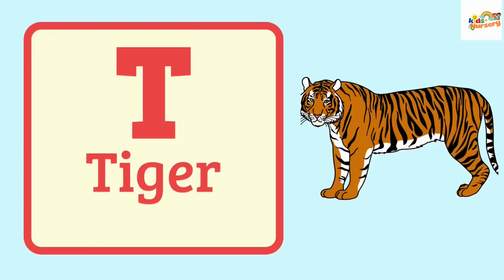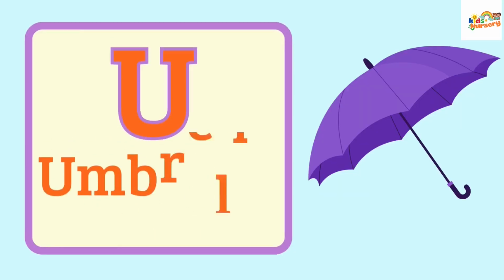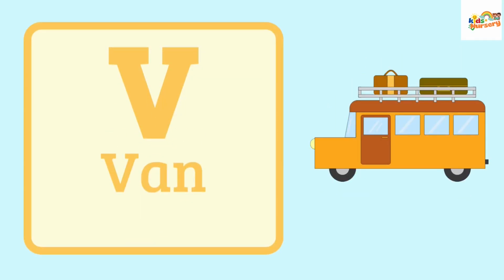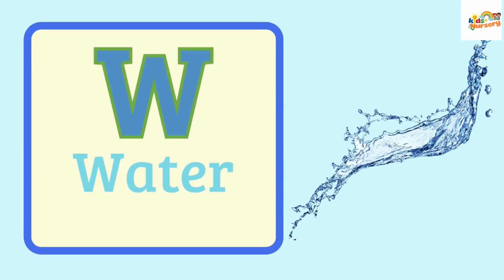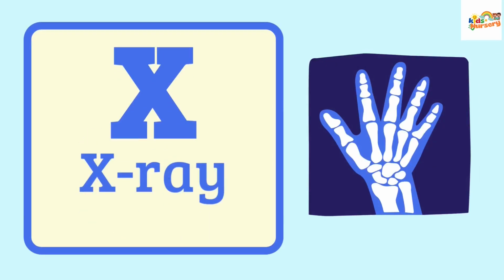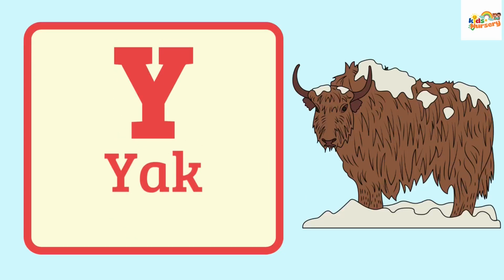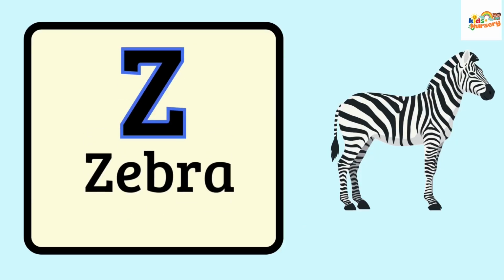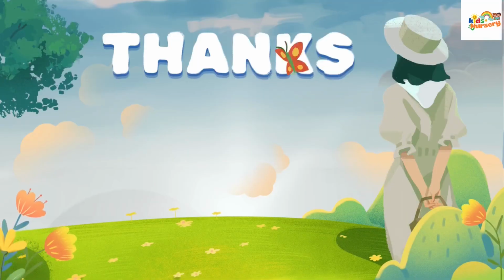for tiger, U for umbrella, V for van, W for water, X for X-ray, Y for yak, Z for zebra. Today we learned the ABC letters.